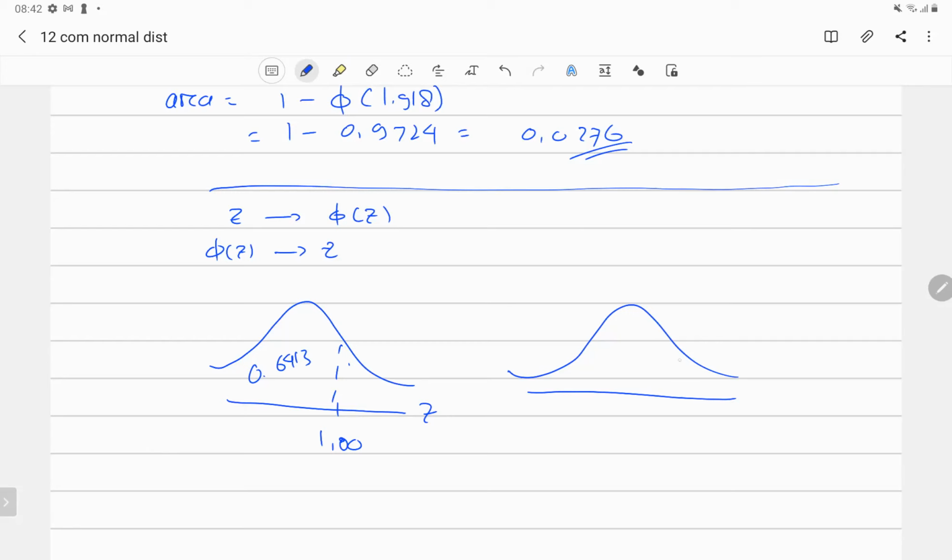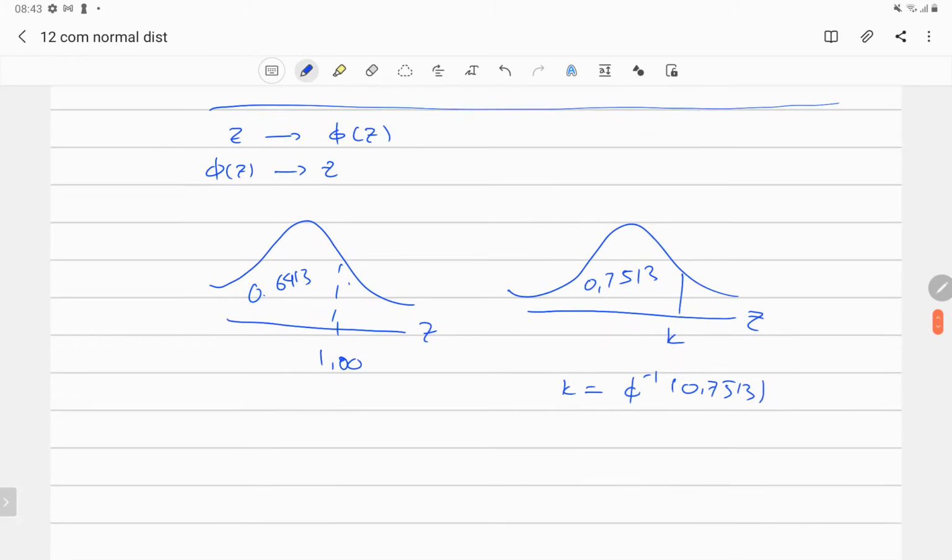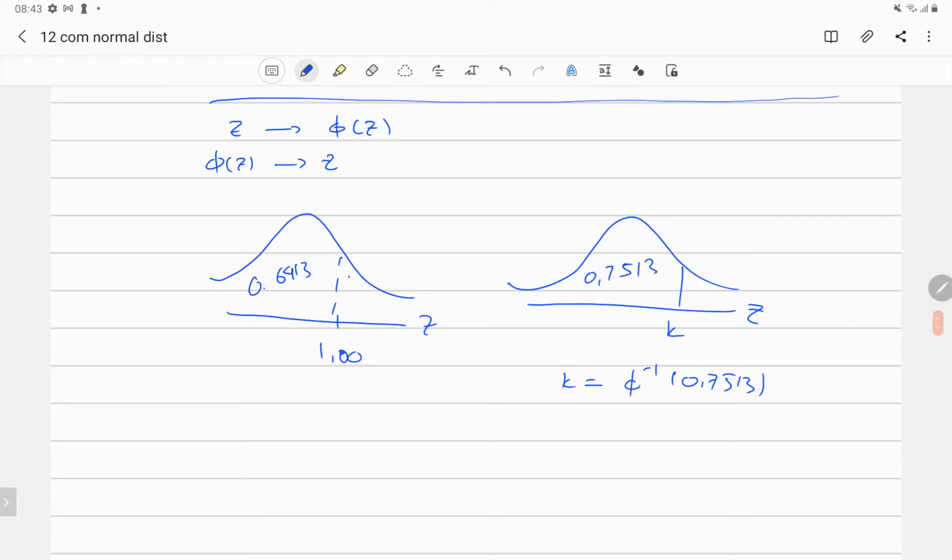If I know that the area here is, let's say, 0.7513, I'm just making up some number here, what will be the required value of z here? This is how we do it. Mathematically, we say that k is the inverse phi of 0.7513. This is the formal way.